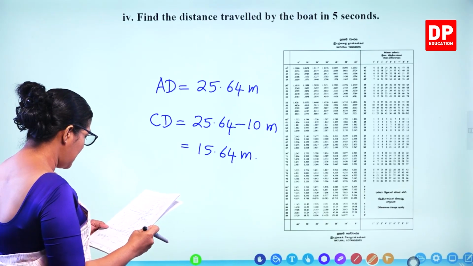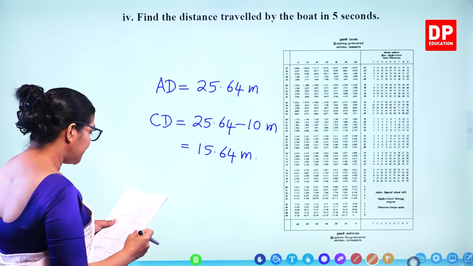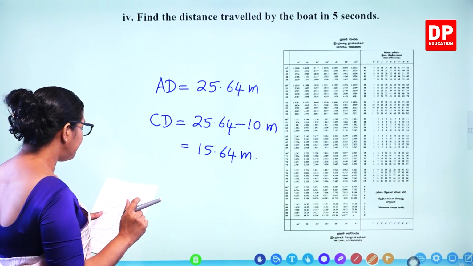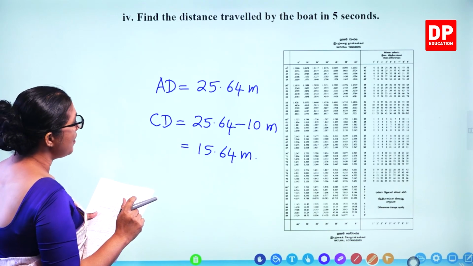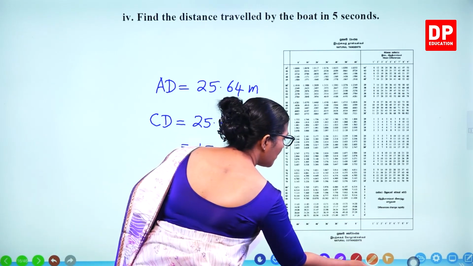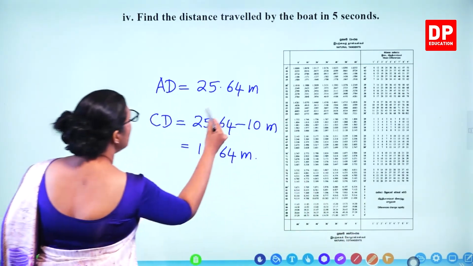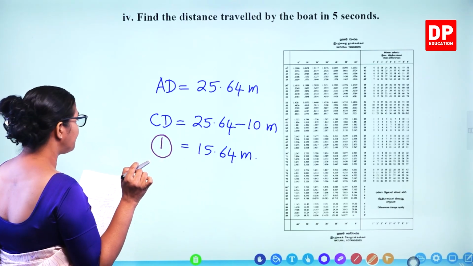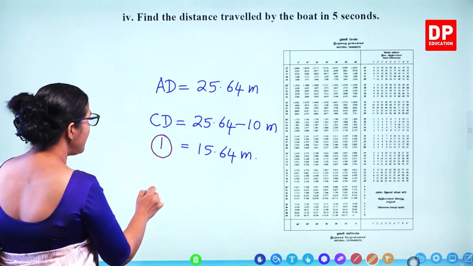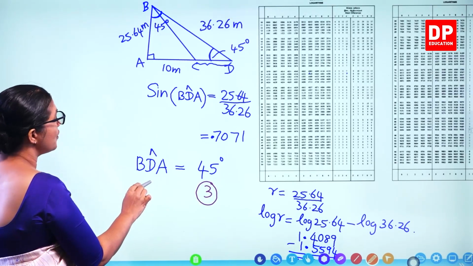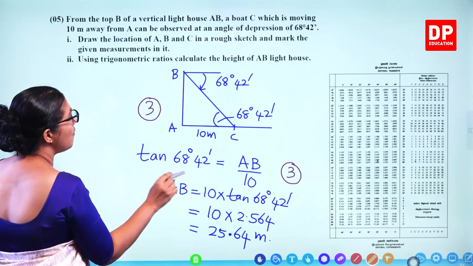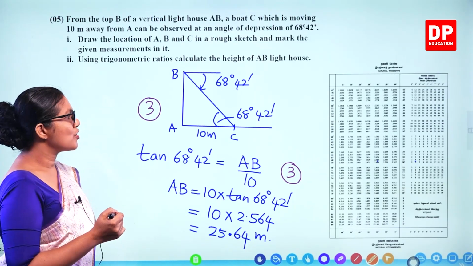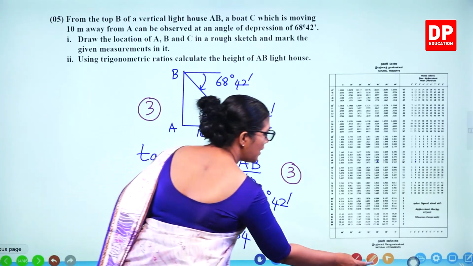So what's the mark for that? You are getting only 1 mark for this question, because you just subtract 10. So 1 mark. So 1, 2, 3, 4, 5, 6, 7, 8, 9, 10. So 10 marks for the whole question. So let's do the next one.